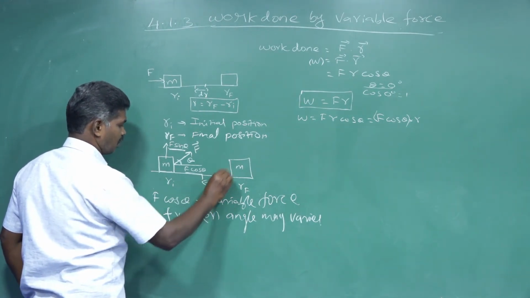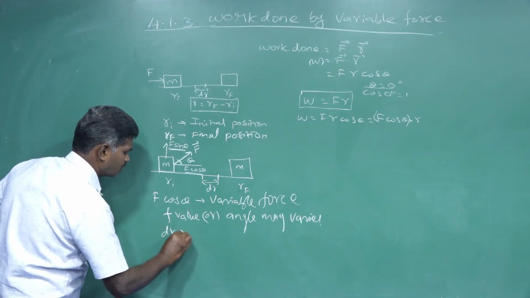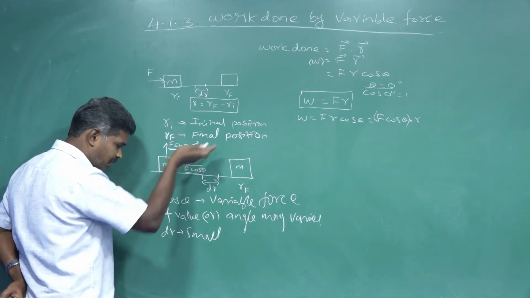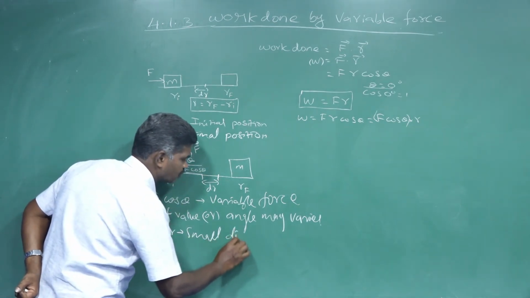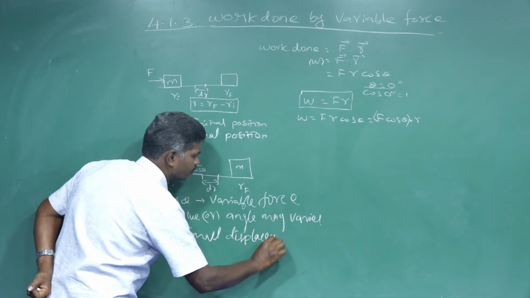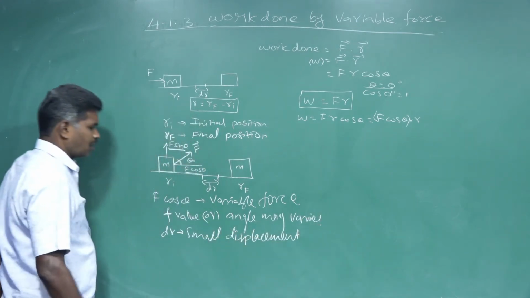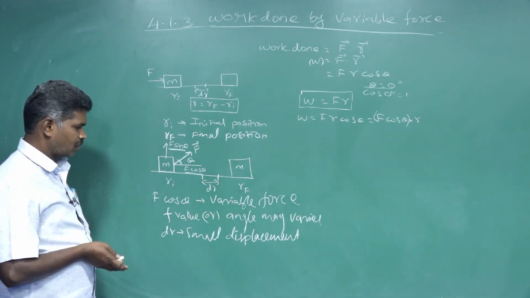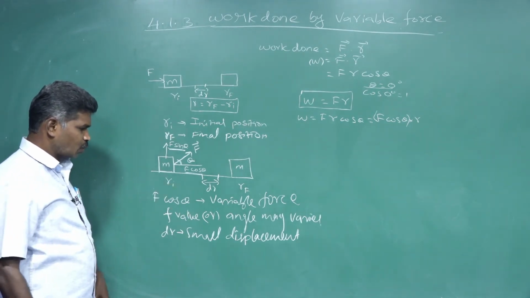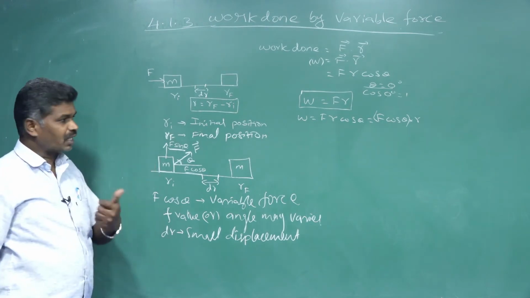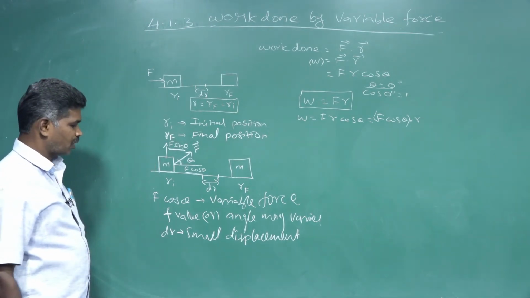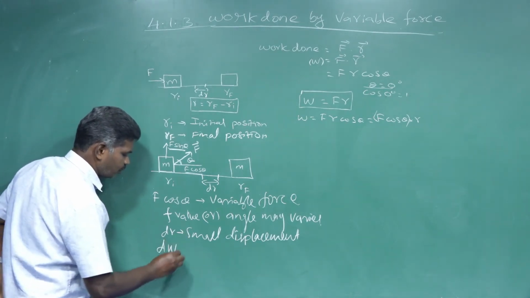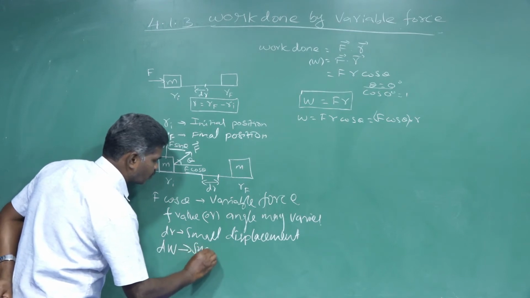That is dr. dr is a small movement in a particular direction, that is, a small displacement. By the application of that variable force F cos theta, the object makes a small displacement. There we can take a small amount of work done. That small amount of work done is going to be taken as dW. dW is a small work done.